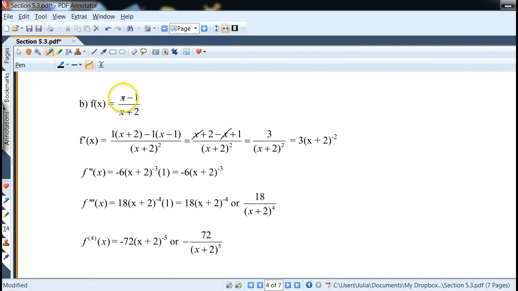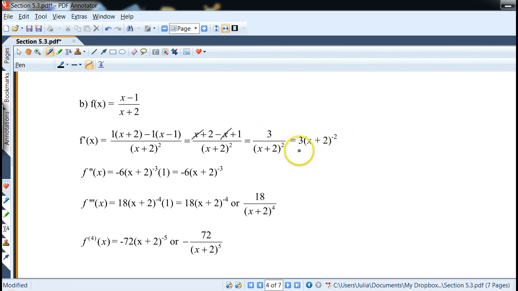Then we have derivative of the top, which is 1, times the denominator, x plus 2, minus derivative of the bottom, which is 1, times x minus 1. So note how we can distribute the negative 1. The x's will cancel, but we end up with 3 over (x plus 2) squared. But a little bit later, we can rewrite it as the negative exponent.